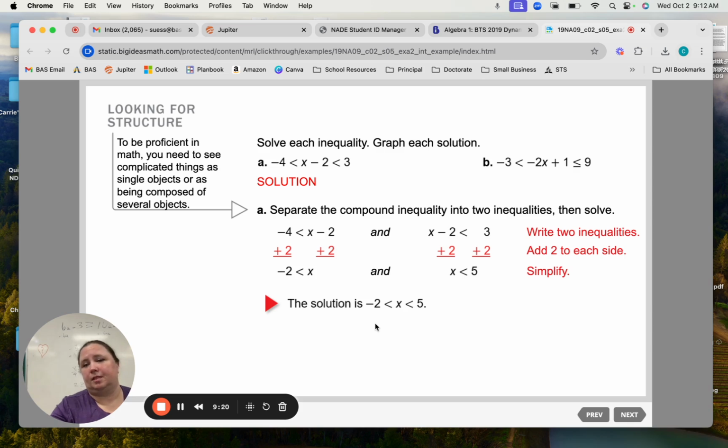You'll understand why I like the other way better. This is not wrong. You can totally do it this way, but that was a lot of extra steps. So to graph this, you'd put a dot at -2, open or closed? Open. And a dot at 5, open or closed? Open. And then it would be everything in between. Your clue to that was that it was an and.